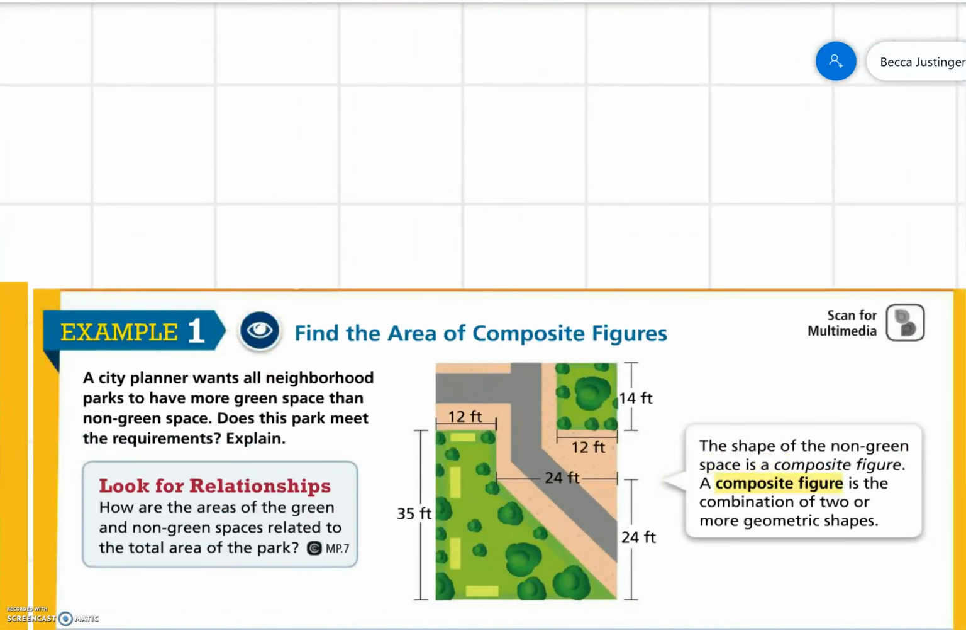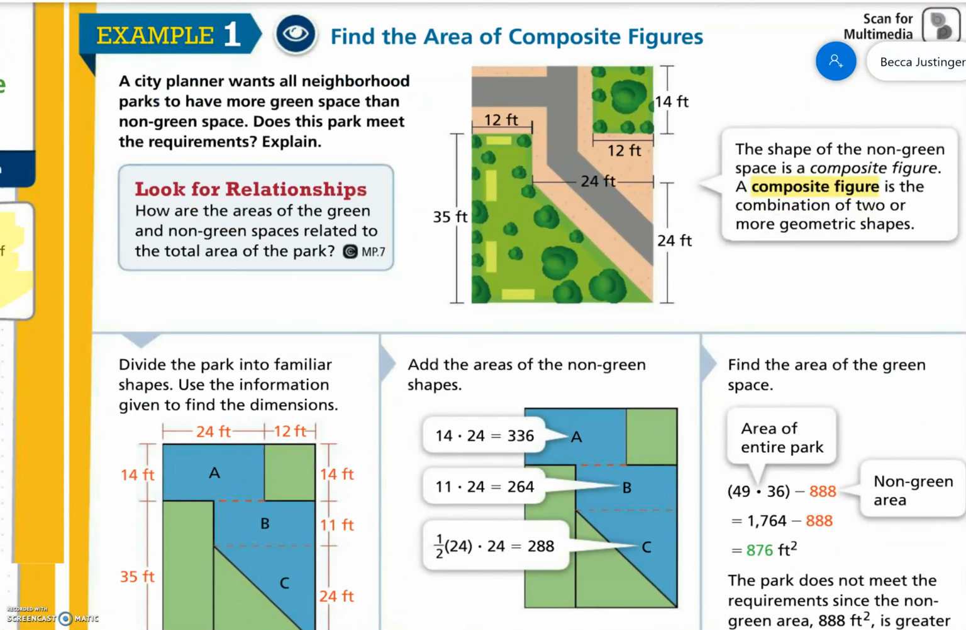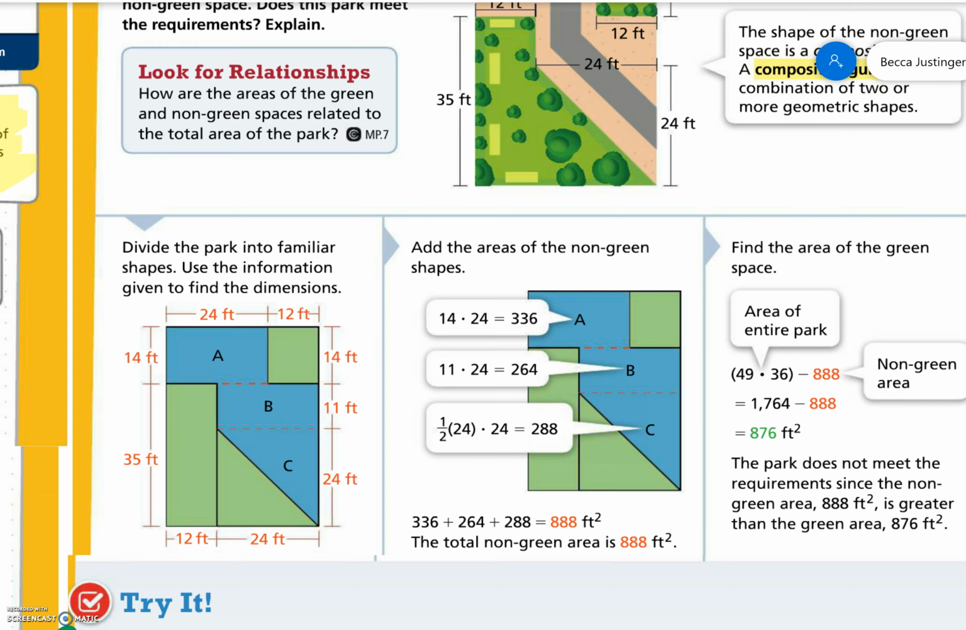Example number 1. Find the area of composite figures. A city planner wants all neighborhood parks to have more green space than non-green space. Does this park meet the requirements? Explain. So we need to figure out, is there more green than there is not green? The shape of the non-green space is a composite figure. A composite figure is the combination of 2 or more geometric shapes. So they divide the park into familiar shapes, using the information given to find the dimensions.